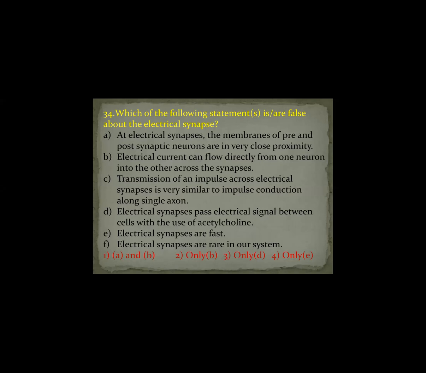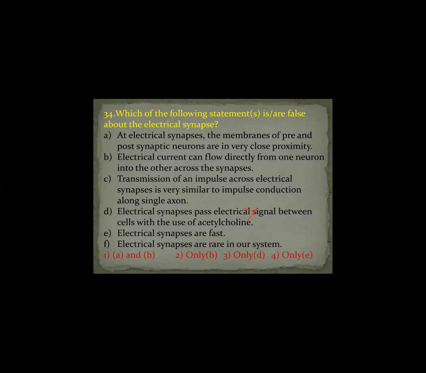Next, D, electrical synapses pass electrical signal between cells with the use of acetylcholine. So this statement is wrong. The D statement is wrong because there is no involvement of chemical neurotransmitter or any chemical. They will not use any chemical to transmit the impulse from one neuron to another neuron. So statement D is wrong.